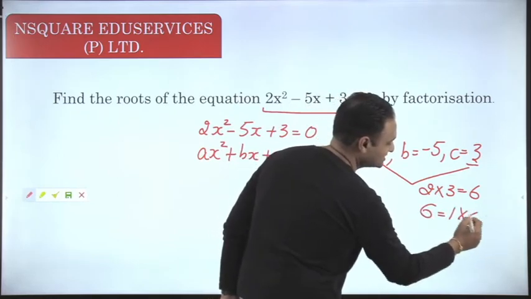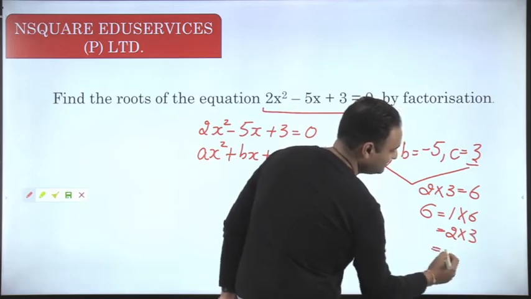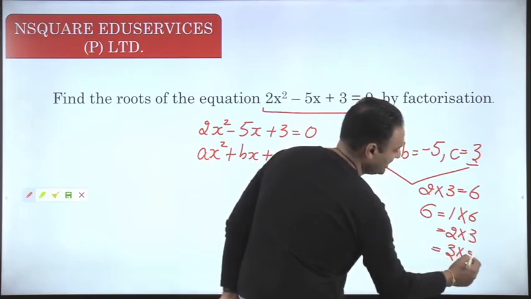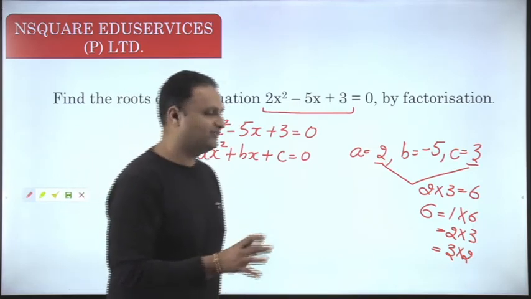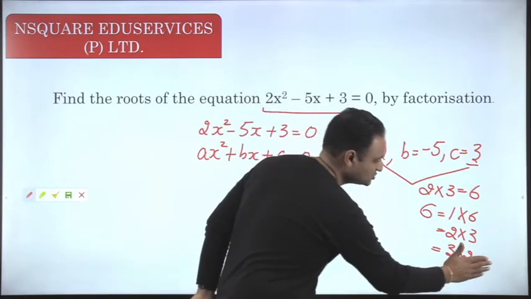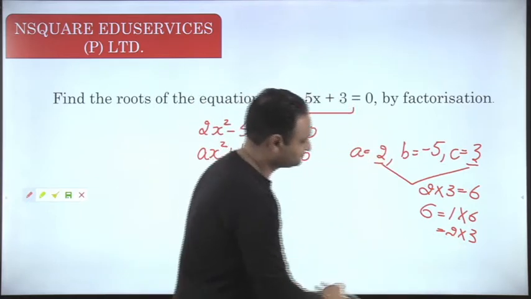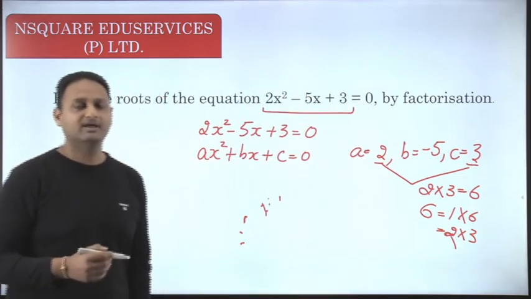So 6 can be 1 into 6, or it can be 2 into 3, or it can be 3 into 2, and so on. But once we get a repeat factor, we do not generally consider any more pair of factors after that. So we won't consider this. We'll just take 1 into 6 and 2 into 3.